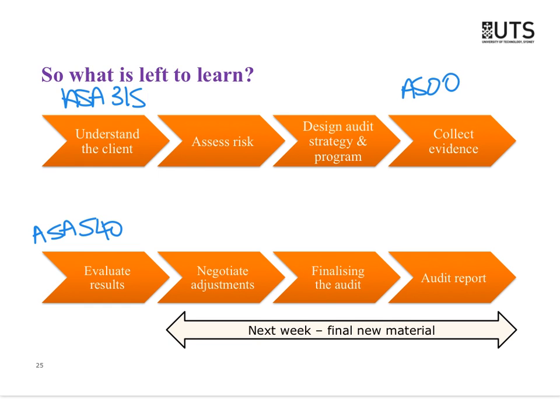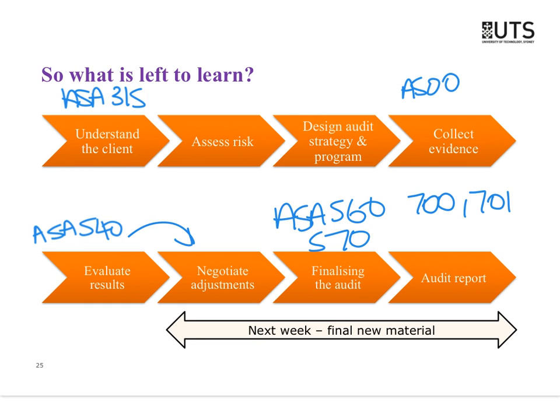I forgot an internal control question. That's all right, no worries. But all that's left for next week is negotiating adjustments and finalising the audit, which will run from ASA 560 and 570. Negotiating the adjustments doesn't come really anywhere. It's a little bit of ASA 540, but it's a lot of psych theory. And the audit report, which is going to be 700, 701, 705, and 706.